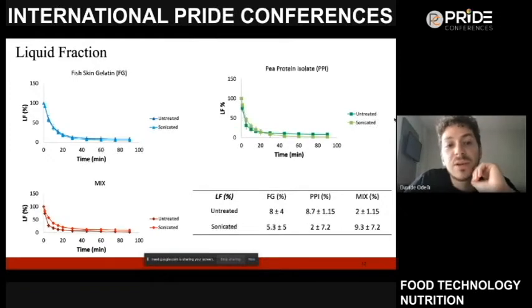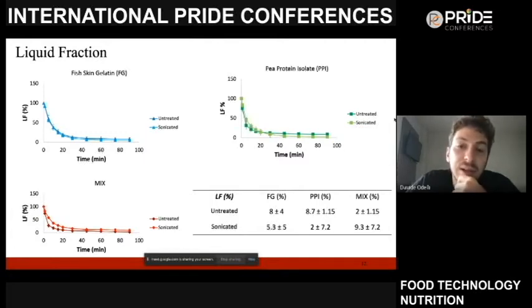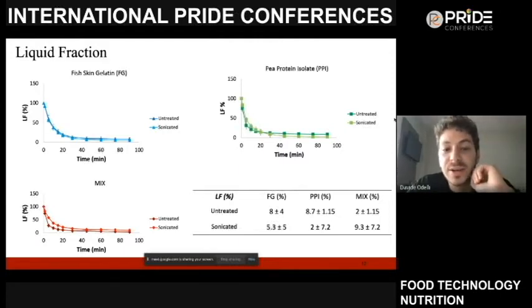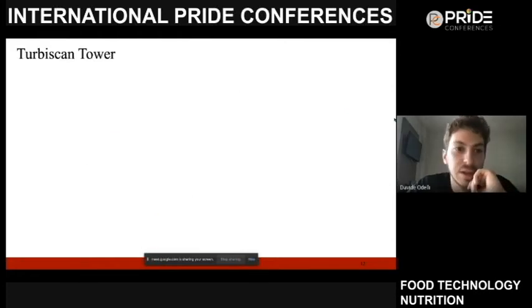As expected, all of the samples presented a tendency to 0% over the 90 minutes considered. It was expected because the liquid is going to drain because of gravitational forces with time. And we can say that the sonication only improved the liquid fraction, as we can see from the results, when the proteins were mixed, while it didn't significantly affect all of the other samples, like the single proteins.